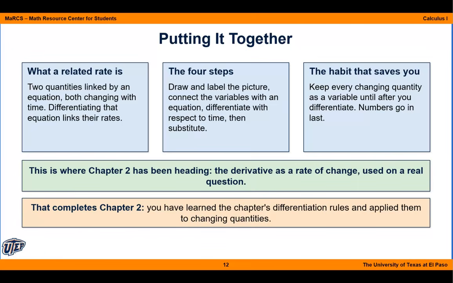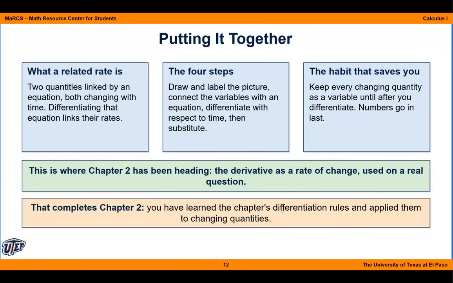Let's bring the main ideas together. A related rates problem involves quantities that change with time and are connected by an equation. Differentiating that equation with respect to time creates a new equation connecting the rates of change. The 4 steps are draw, connect, differentiate, and substitute. The habit that prevents the most common mistake is keeping every changing quantity as a variable until after differentiating.